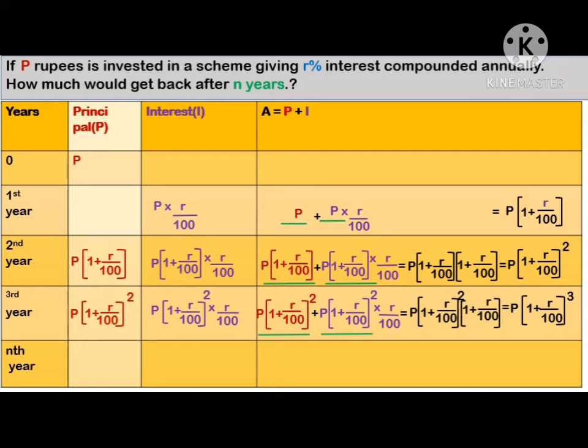Then what about fifth year? Yes, P into 1 plus R by 100 all raised to 5. Then children, if we calculate the total amount at the end of nth year, what will we get? Yes, we get P into 1 plus R by 100 all raised to n. So we can find the final return like this when the numbers are different.